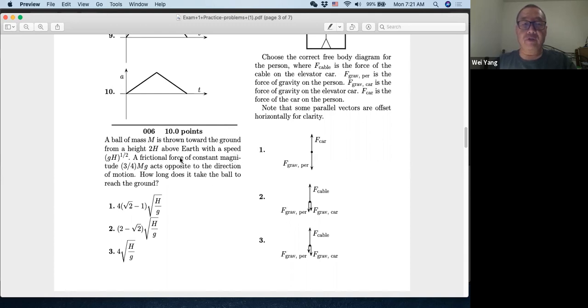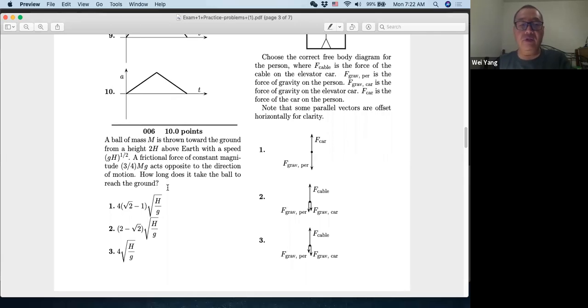Today I still want to show you another example from college physics. This problem is number 6. A ball of mass m is thrown toward the ground from a height 2h above Earth with a speed of (gh)^(1/2). A frictional force of constant magnitude 3/4 mg acts opposite to the direction of motion. How long does it take the ball to reach the ground?